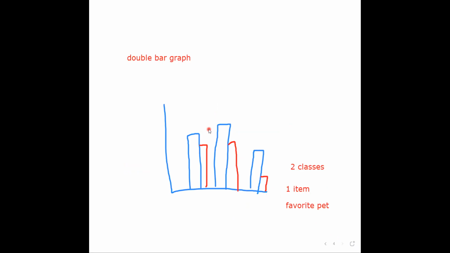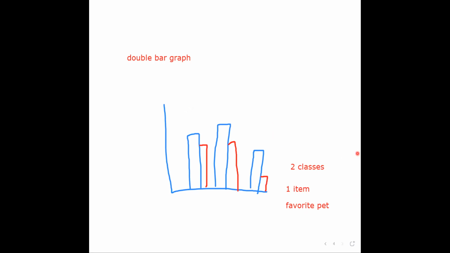Double bar graph? No. I don't talk about only one thing. I'm talking about two things, two classes, two groups for one item, like favorite pet, but for boys and girls, two groups. The marks could be the highest and lowest temperature. It could be the saved amount during months. All these I use the double bar graph to measure.